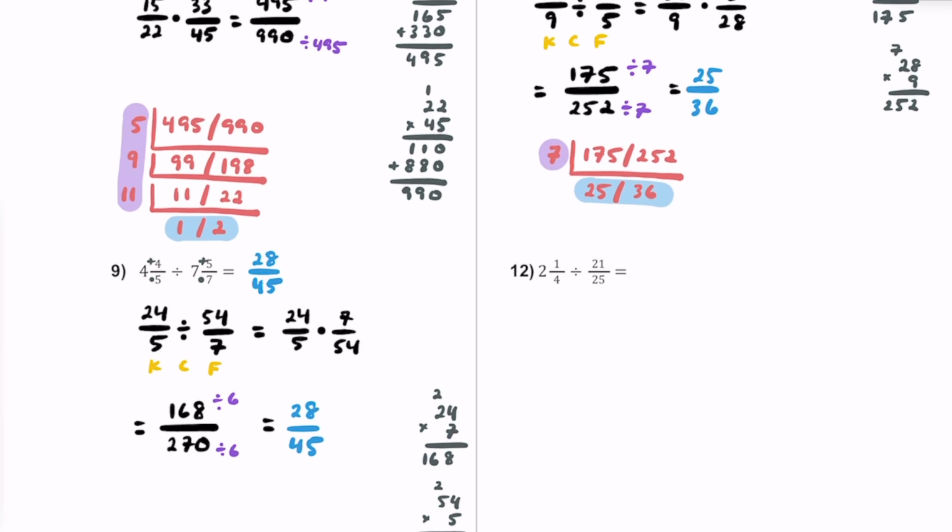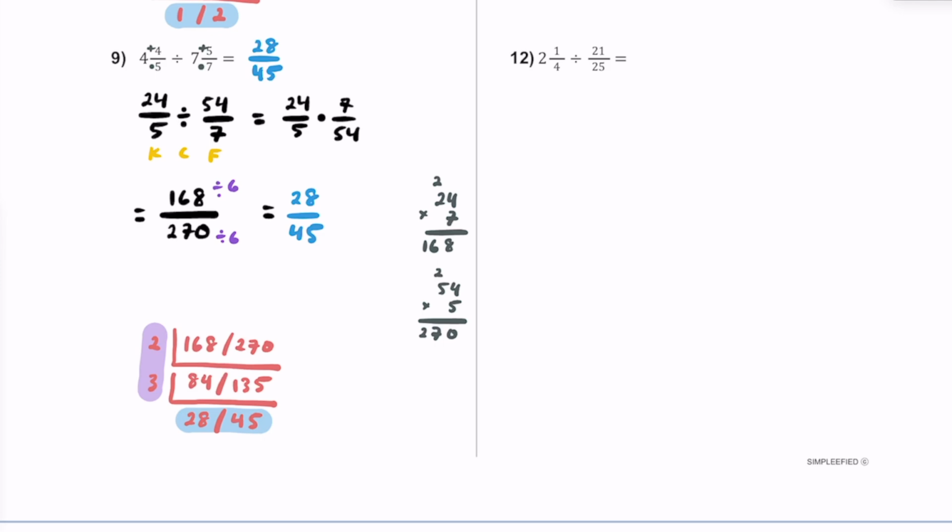All right, let's try one more problem. For number 12, we have a mixed number divided by a proper fraction. So let's turn the mixed number into an improper fraction first. So 2 times 4 is 8, plus 1 is going to be 9. So we really have this 9 over 4 divided by this 21 over 25. All right, cool. So now that we have propers and impropers, let's turn it into a multiplication problem. So let's keep, change, and flip. So this will be 9 over 4 multiplied by 25 over 21.